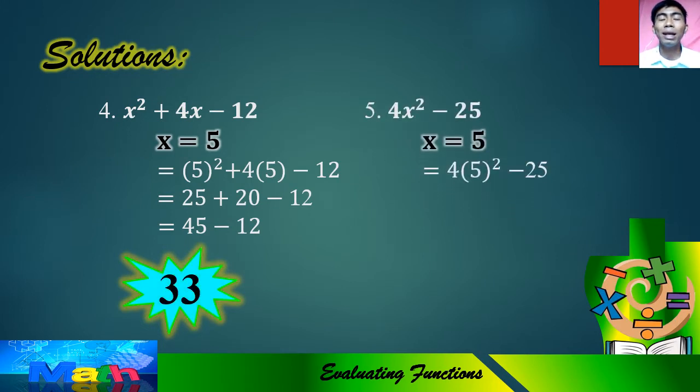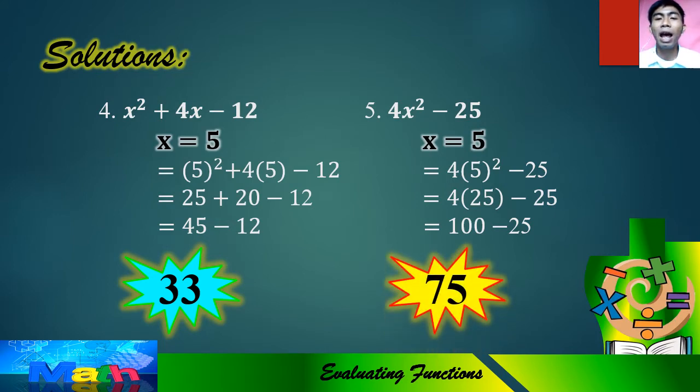Moving on to our last expression, 4x squared minus 25. Again, let's use the same steps. First is to replace x by 5. We have 4 times 5 squared minus 25. Our next step is to simplify the number inside the parentheses. We have 4 times 25 minus 25. Now multiplying 4 by 25 will give you 100 minus 25. The answer now is 75.